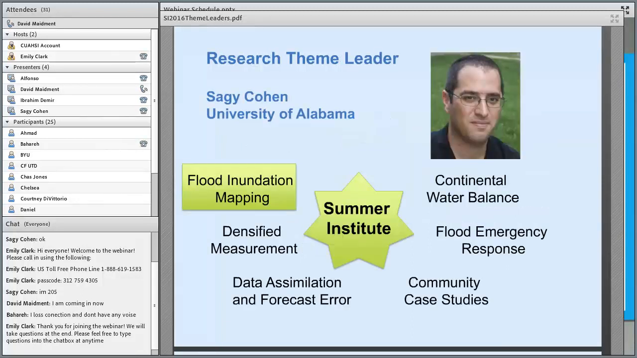Let me introduce the leader for the flood inundation mapping theme, which is Sagy Cohen. Sagy, can you take over from here? Yes. All right. So we have a lot to cover in very little time. So I'll just advance that.